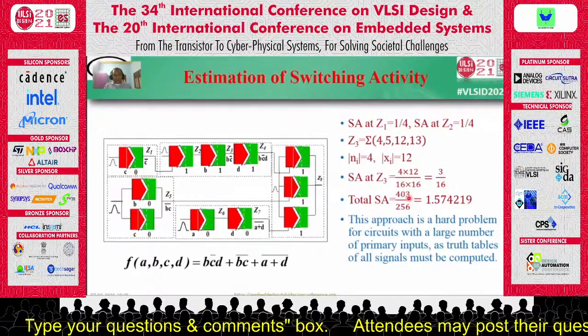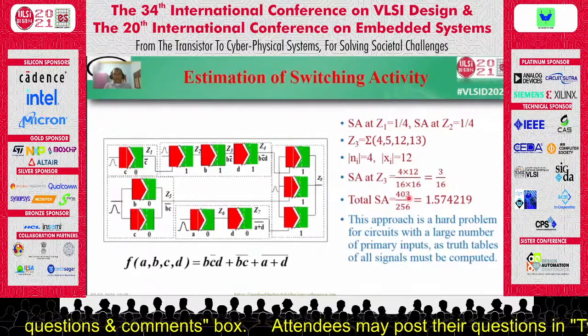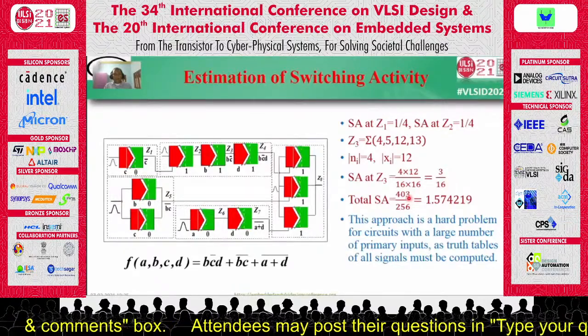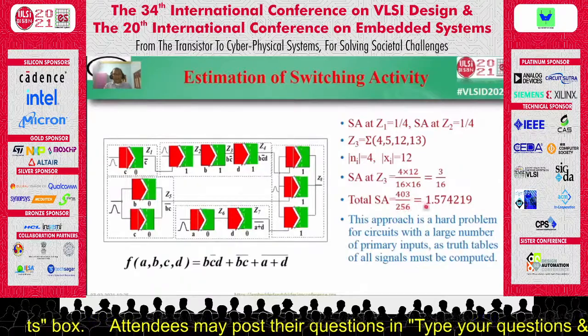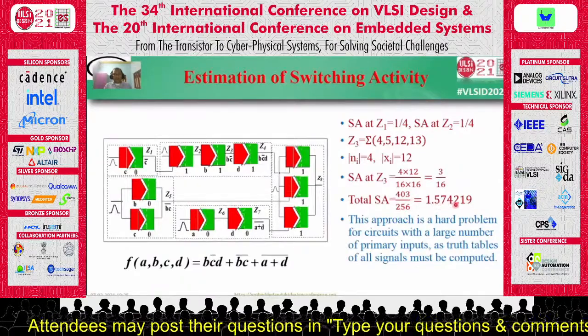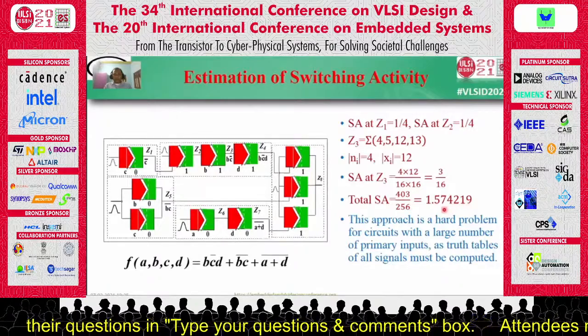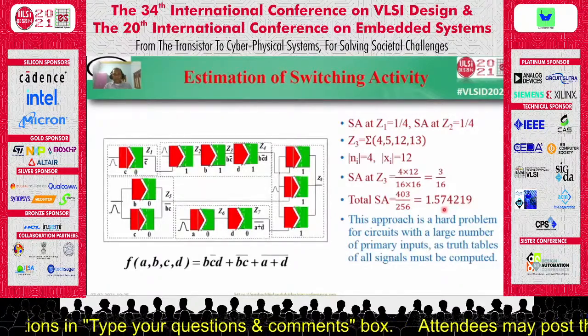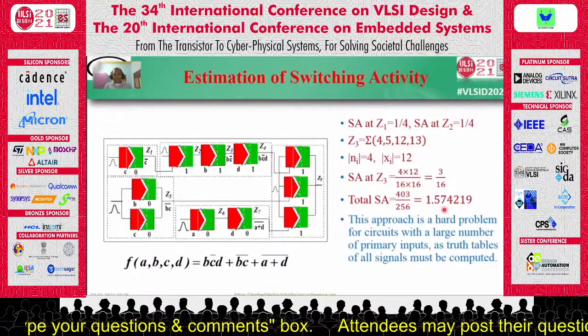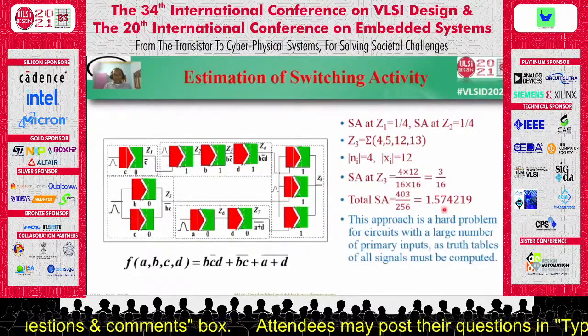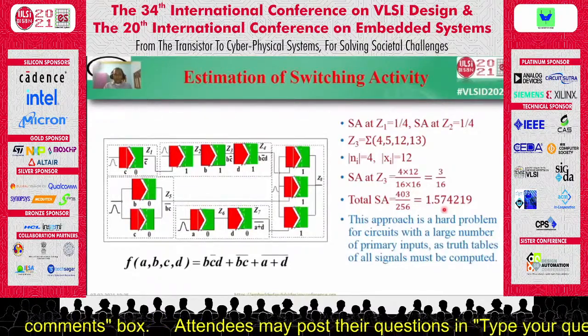In the similar way, switching activity can be estimated at each and every node, and the total switching activity for this circuit is 1.574219. So with this approach, switching activity can be estimated accurately, but for a large circuit this is a hard problem, and so this approach is not practically feasible.